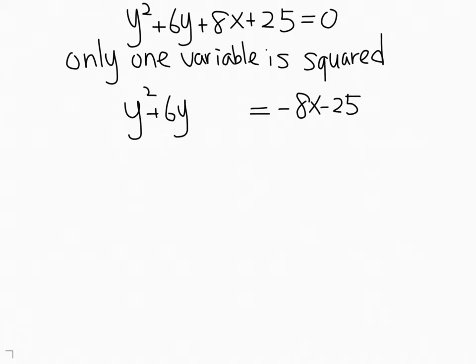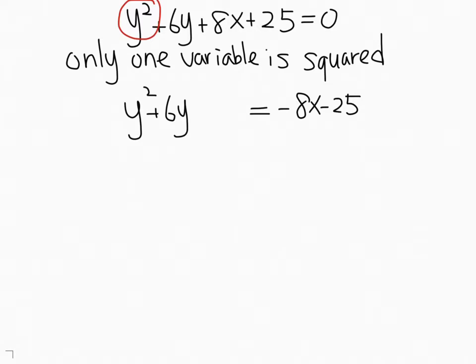Question number 3. The parabola information we have from question number 1 is letter B, y squared plus 6y plus 8x plus 25 equals 0. Why do I know it? It is a parabola because only the y is squared. So only one variable is squared. This is the main reason I know it's a parabola among the conic sections.